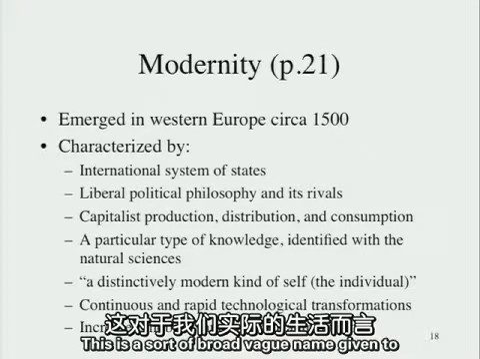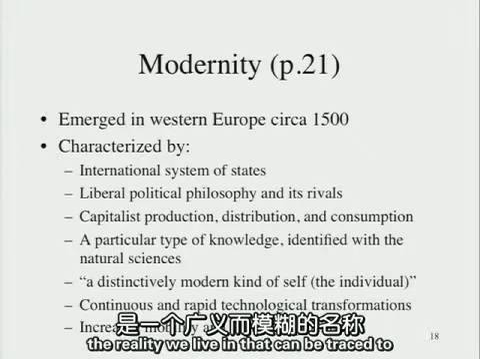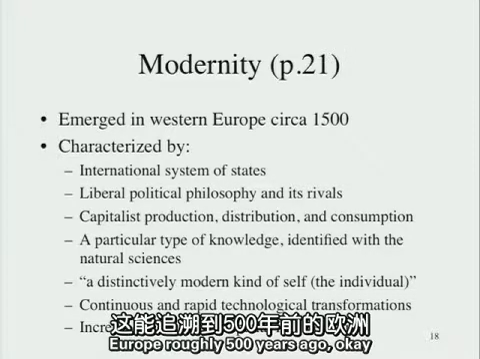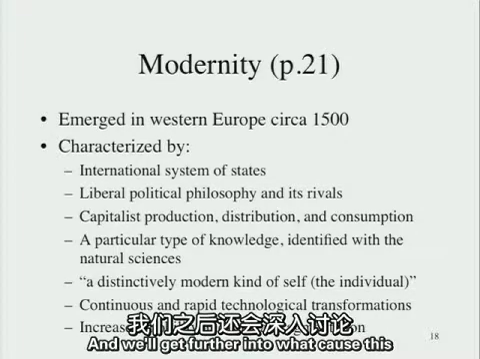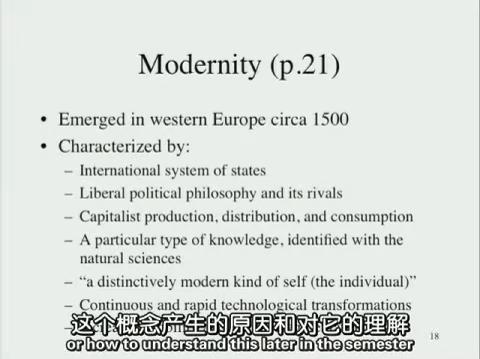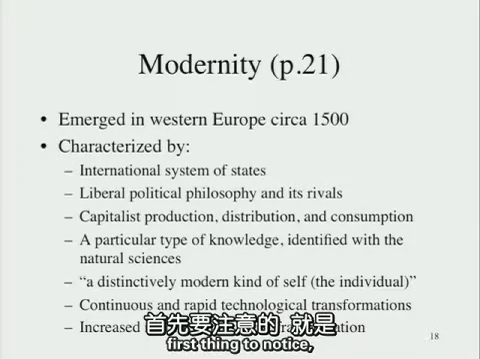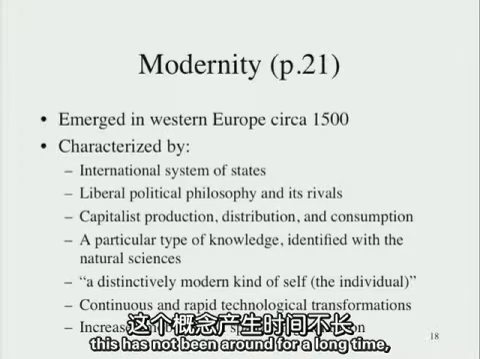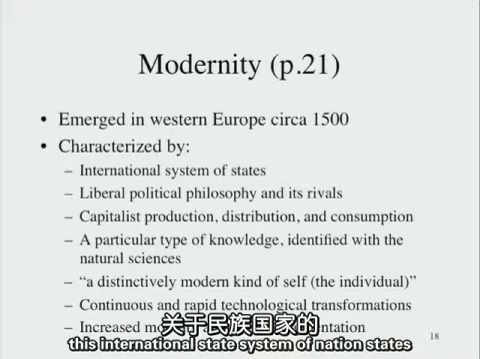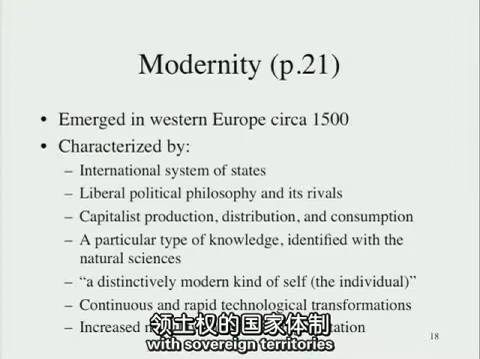This is a broad, vague name given to the reality we live in that can be traced to Europe roughly 500 years ago. Okay? And we will get further into what caused this or how to understand this later in the semester. But it's characterized by an international system of states. First thing to notice, this has not been around for a long time. This international state system of nation states with sovereign territories.